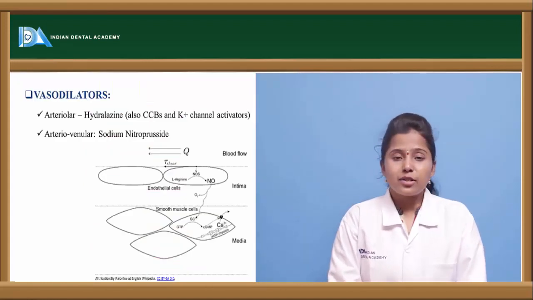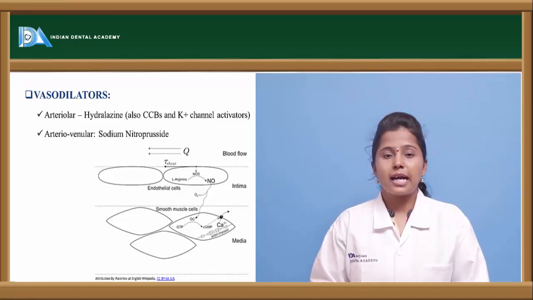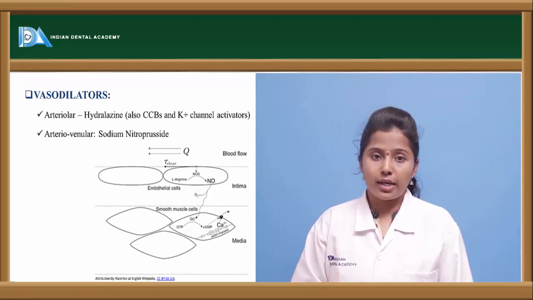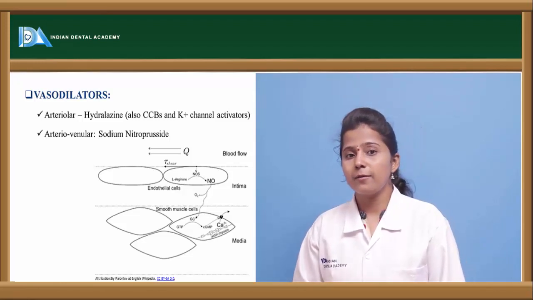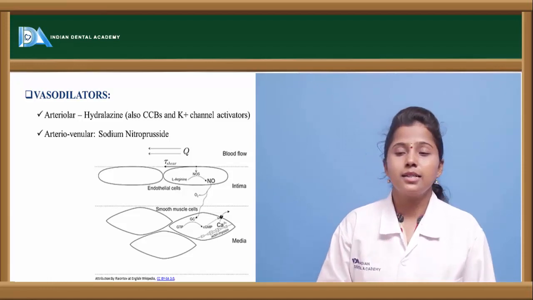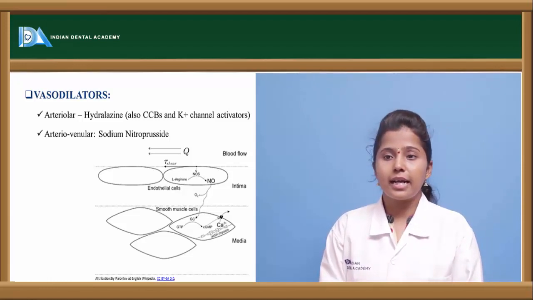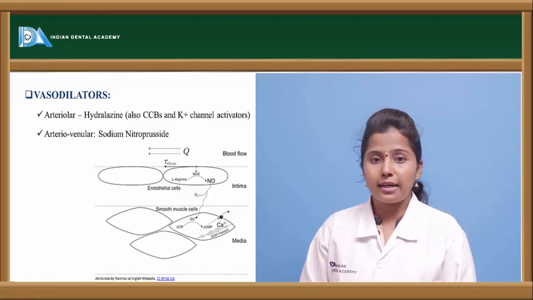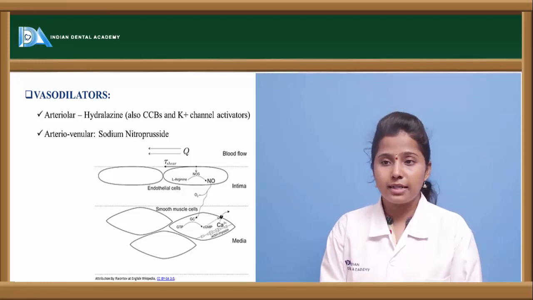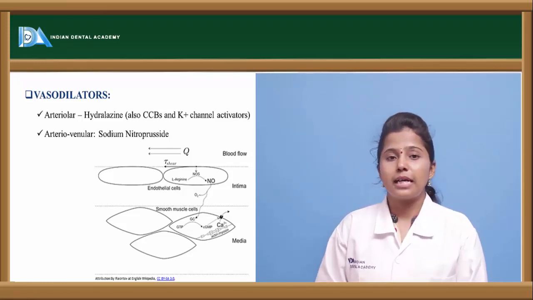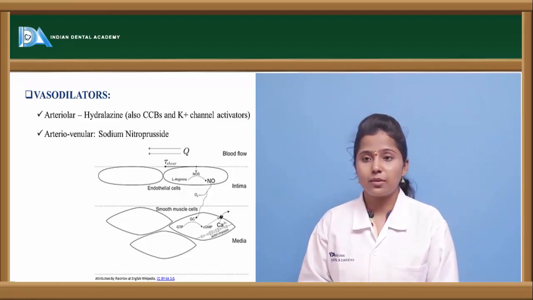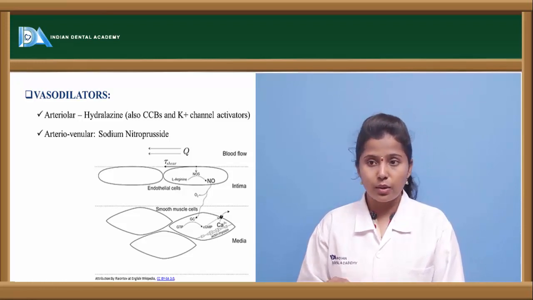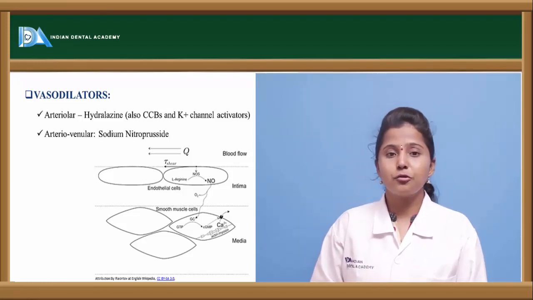Vasodilators. Vasodilators are the drugs which cause dilation or relaxation of the blood vessel. So when the blood vessel is contracted, there is an increase in the blood pressure. But if the blood vessel gets dilated, then there occurs a decrease in the blood pressure. So there are drugs like arteriolar vasodilators, that is vasodilation caused in the arteries. That class of drugs includes hydralazine. And arteriovenous vasodilators, that is vasodilation which occurs in both arteries and veins, that is sodium nitroprusside. Sodium nitroprusside causes vasodilation in both arteries and veins, but hydralazine causes vasodilation only in the arteries.